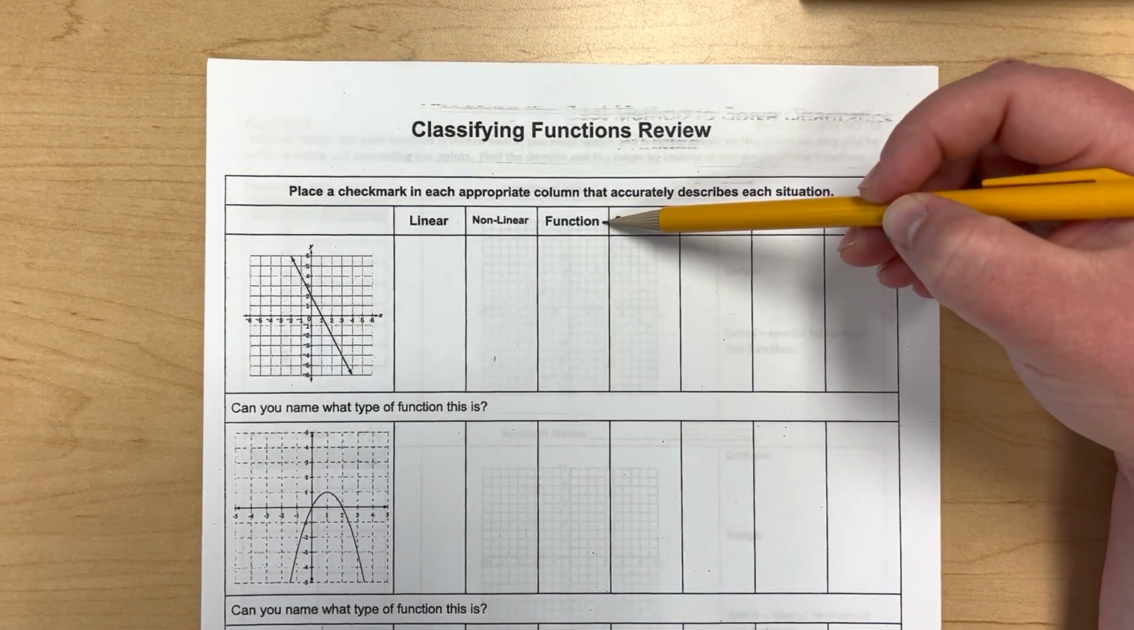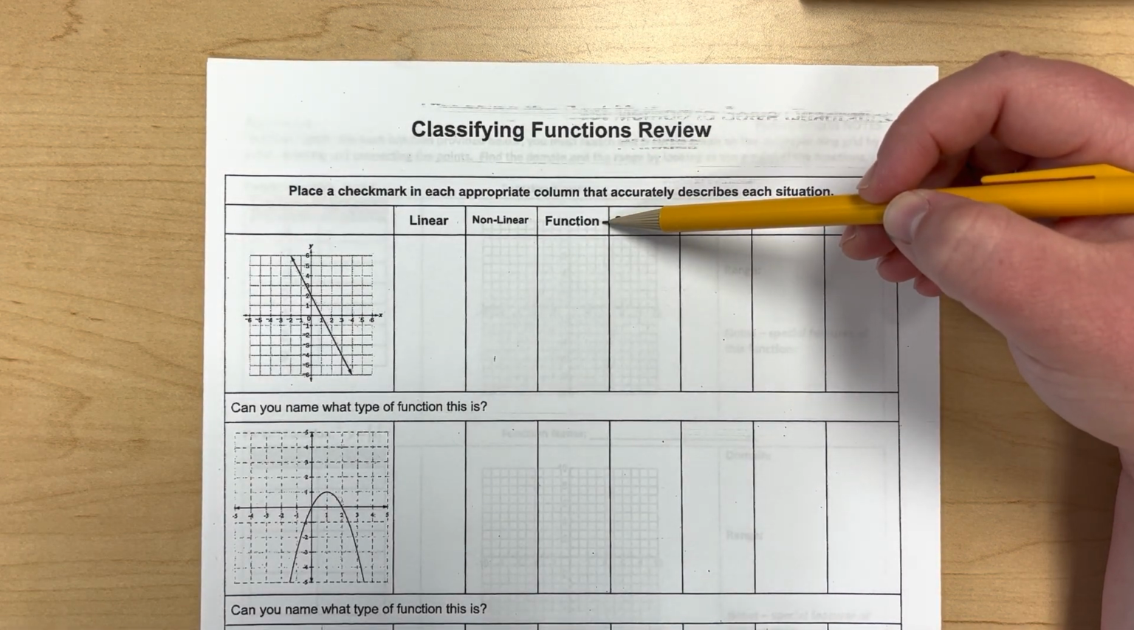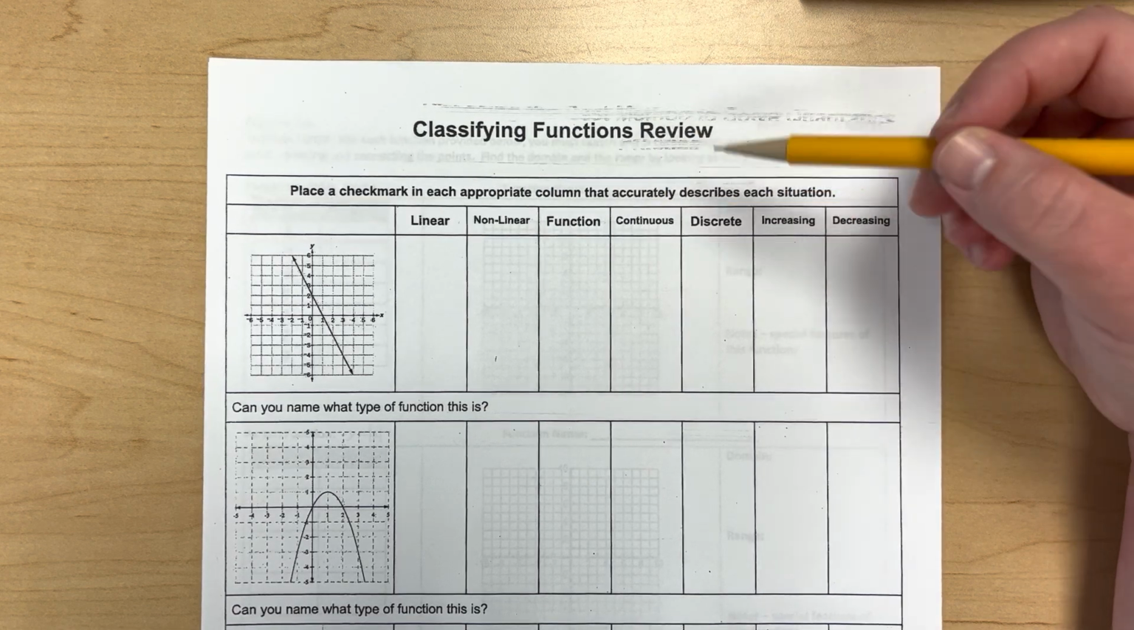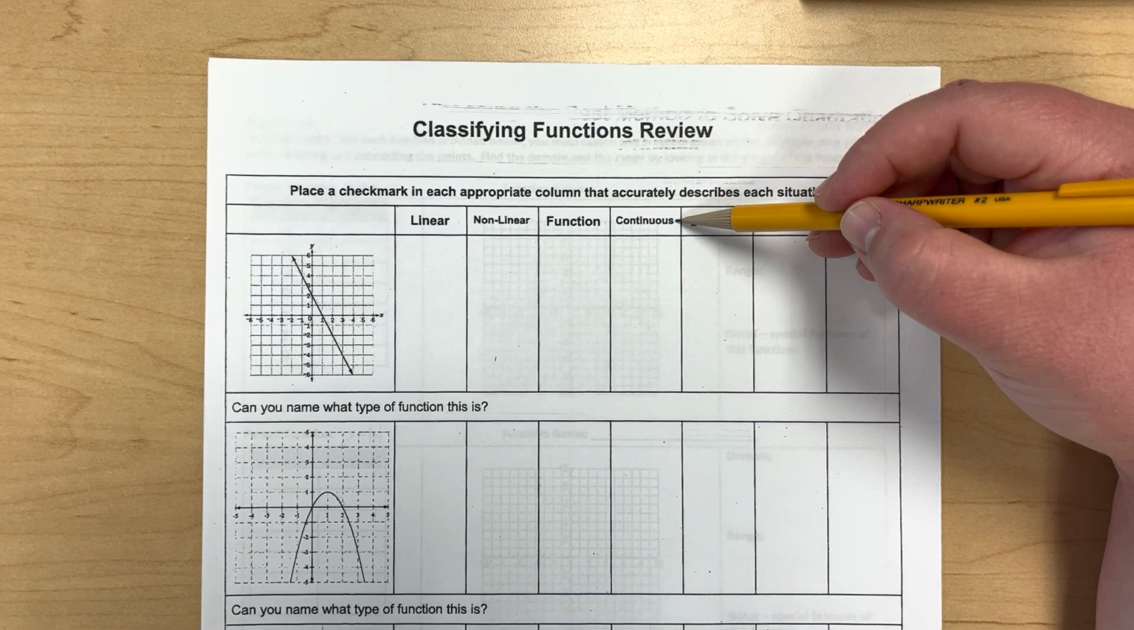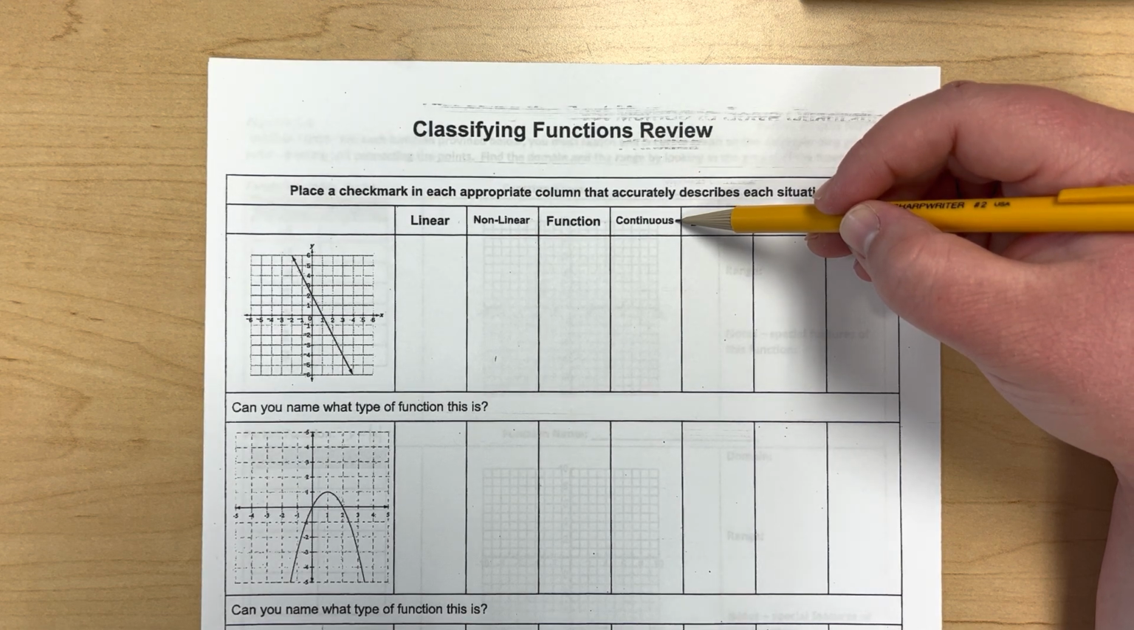We've talked about what a function is before. If you were looking at a graph, it's something that passes the vertical line test. Continuous means that you can trace the graph with your pencil without ever picking up your pencil. So that's going to be most of your graphs. That means there are no breaks, no holes whatsoever.